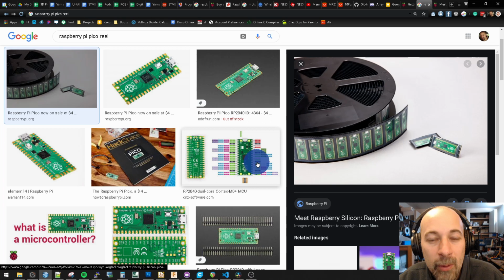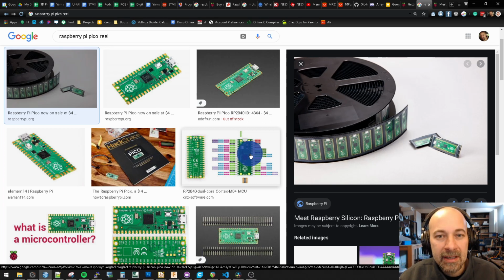So anyway, they come on reels, which is the same reels you get any SMD part on, except these are really big and fat. Again, they thought this thing through. So if you wanted to mass produce stuff, you can.